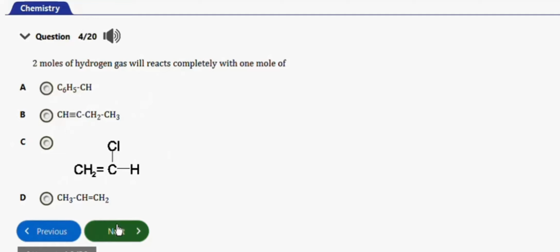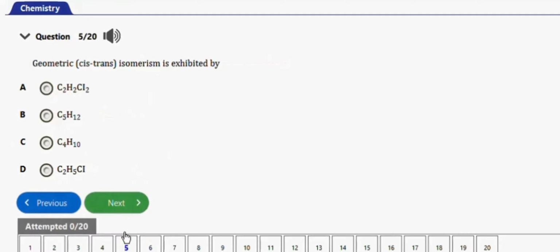So the next question will be this one. It says geometric cis-trans isomerism is exhibited by. So the right answer here would be, it will not be an alkane, like option B and option C, they are alkanes, so alkanes don't exhibit geometric isomerism. So the right answer will be this option A. Guys, when you spread this on paper, you're going to see that it will be option A. Take note of this question.